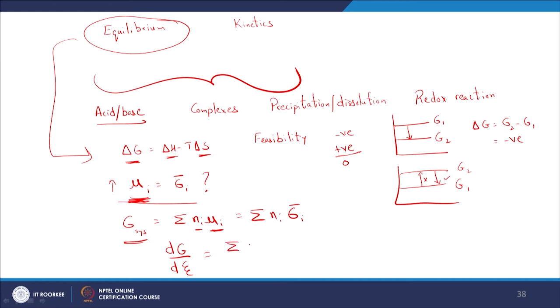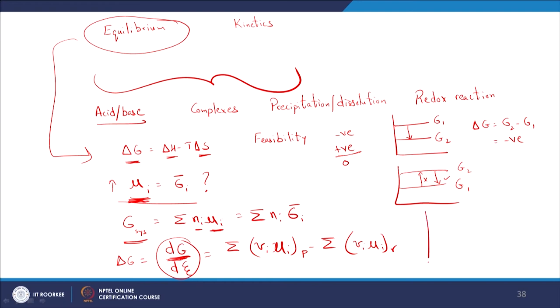For a generic reaction we came across the summation of Vi mu i of the products minus that of the reactants. And what is this particular variable, or differential, here? It tells us how the Gibbs energy of the system changes with a small change in the reaction, or when the reaction has gone through a small extent. That is nothing but delta G.